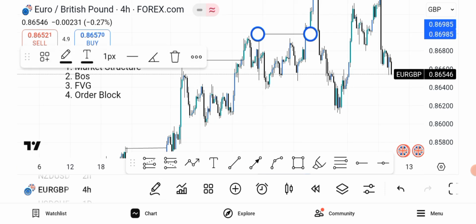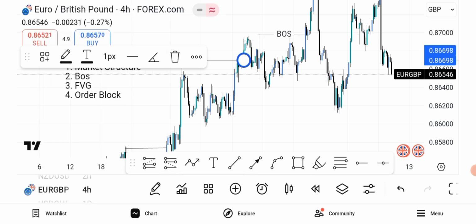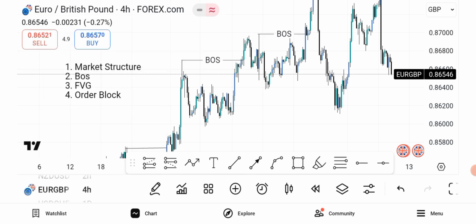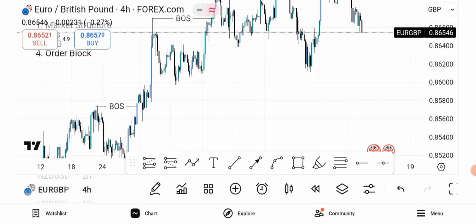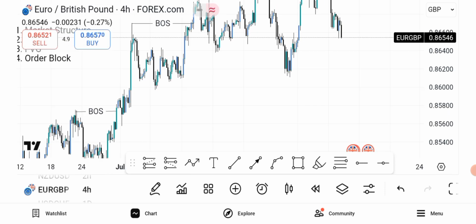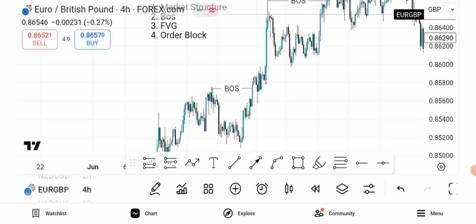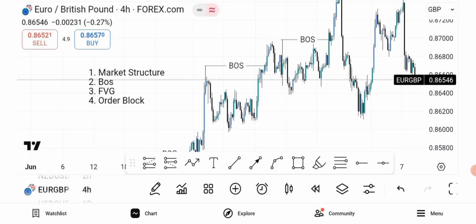Now, I named my lines break of structure, break of structure, break of structure. Mind you, I'm trading on my phone. I don't have a laptop as of yet, as I am still building my career in Forex trading. So now I found my break of structures, which was the second key level.